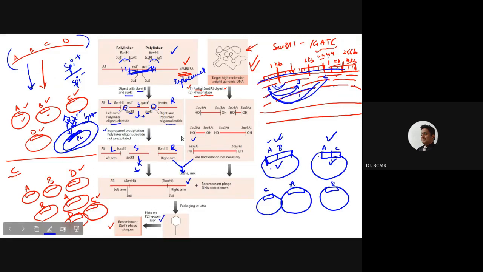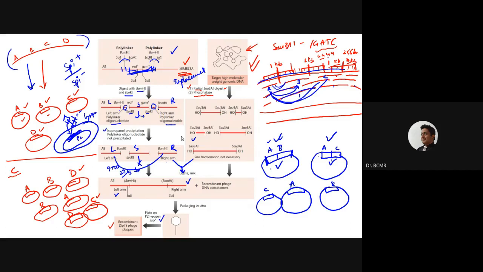And those that do not have left arm will not form a plaque, because there are essential genes that are required. If left arm directly ligates with right arm, then they have all the essential genes to form the lambda phage, but their size, 9 plus 20, I guess somewhere around 29 kb, is not good enough. I think 9 plus 12 or something should come, I think. Either way, they will fail to form infective phages during in vitro packaging.